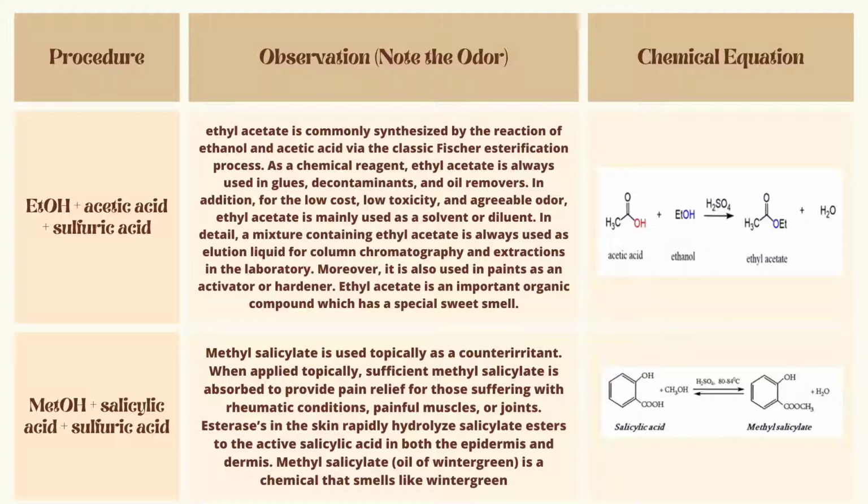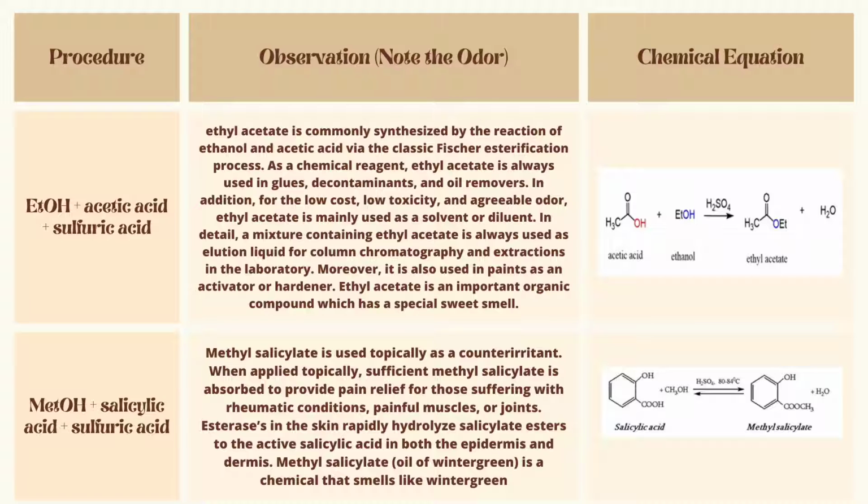The second procedure is MeOH plus salicylic acid plus sulfuric acid. Observation: methyl salicylate is used topically as a counter-irritant. When applied topically, sufficient methyl salicylate is absorbed to provide pain relief for those suffering with rheumatic conditions, painful muscles, or joints.